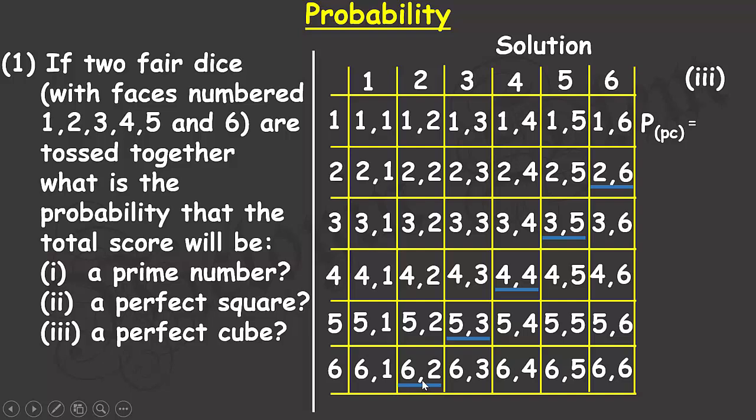So the total scores that are equal to 8, how many are they? 1, 2, 3, 4, 5. So the possible outcomes of having a perfect cube is 5. And the total outcomes is 36. So the probability that if I toss two fair dice together, that I will have a total score that is a perfect cube is 5 divided by 36.